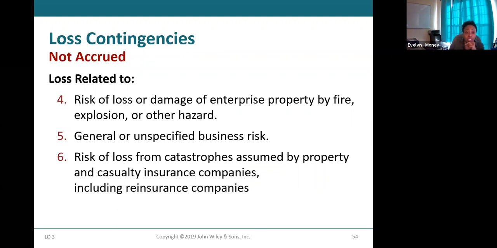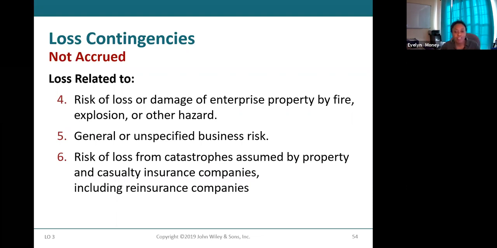Now, there are some loss contingencies that we typically don't accrue for, and these are usually those related to risk. Risk is everywhere. Every business, as long as it's operating, is engaging in some type of risk. If a business has a store or a production facility, there's always the risk that the store can catch on fire, or that the production facility can blow up.